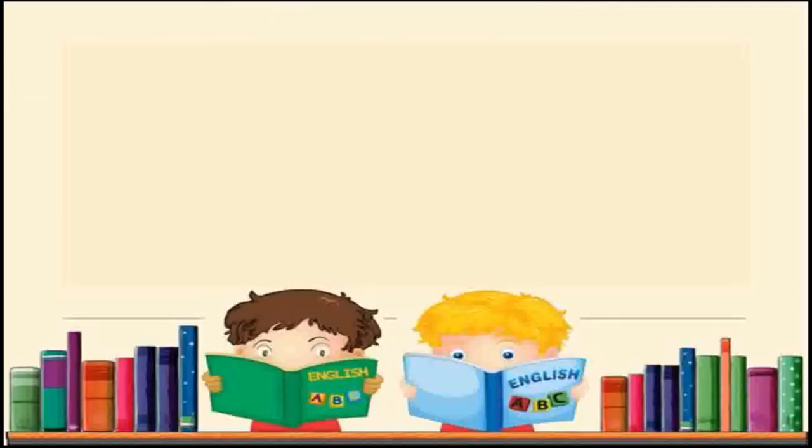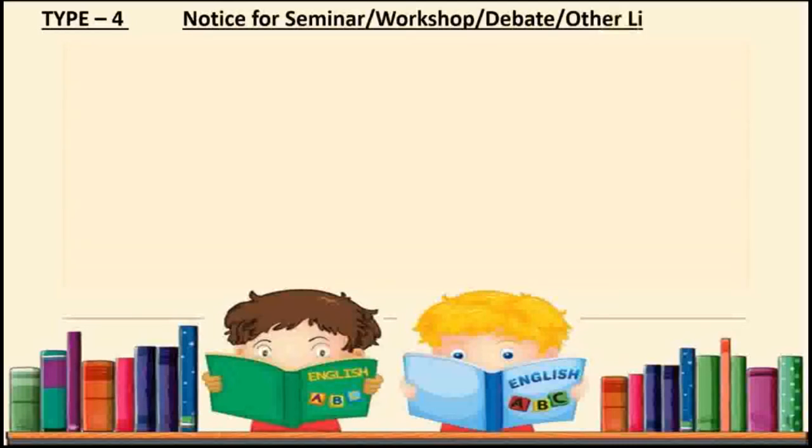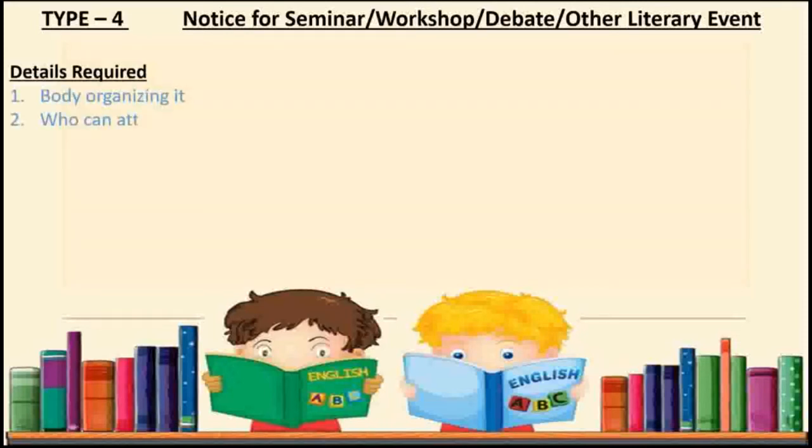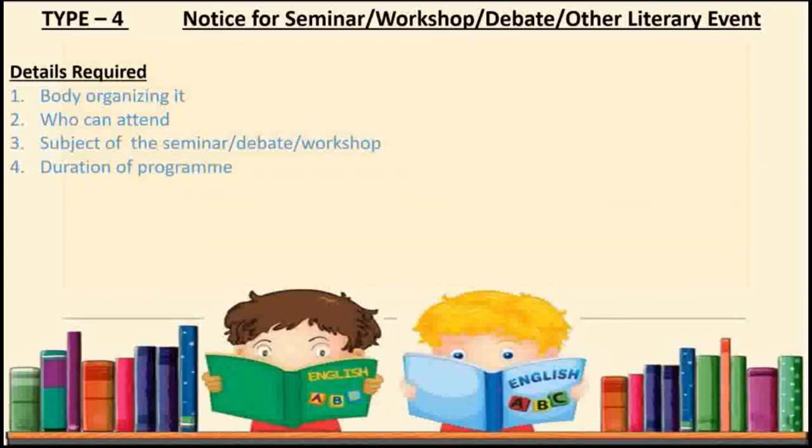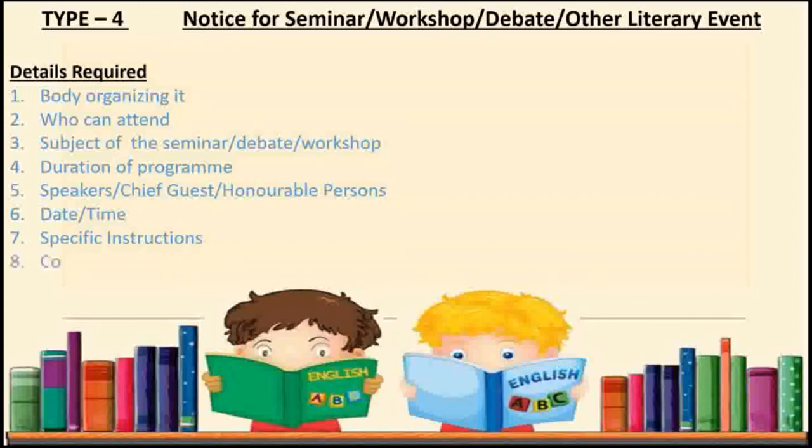Now let's have a look at the fourth kind of notice, which is for seminars, workshop, debate, or other literary events. The details required for such notices are body organizing it, who can attend, subject of the seminar, debate, or workshop, duration of the program, speakers, chief guests, or honorable persons, date and time, specific instructions, contact person, designation, etc.